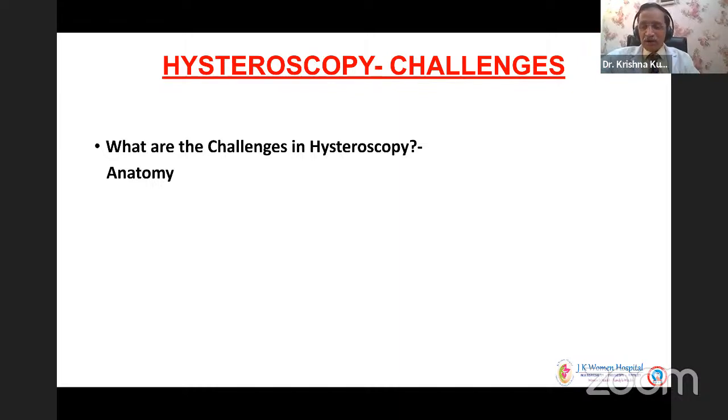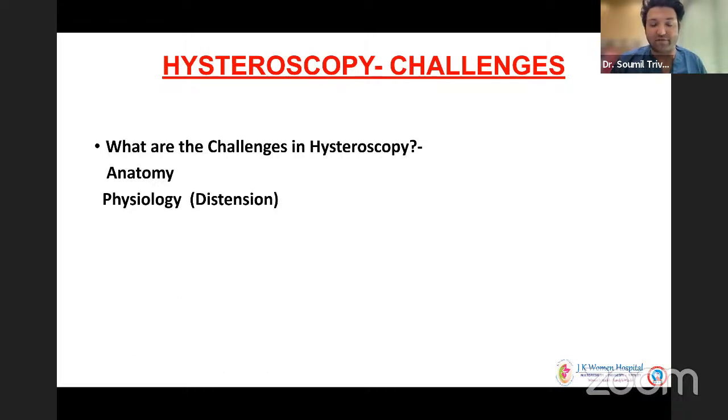The biggest thing is diagnosing most of the things before doing a hysteroscopy. Nowadays we have the technology, that is 3D ultrasound, wherein we can preempt these challenges in terms of anatomy. And second, as Sudha madam and Anurag Bhatia rightly mentioned, in postmenopausal women sometimes the challenge is entering into the uterus. We are coming to that.